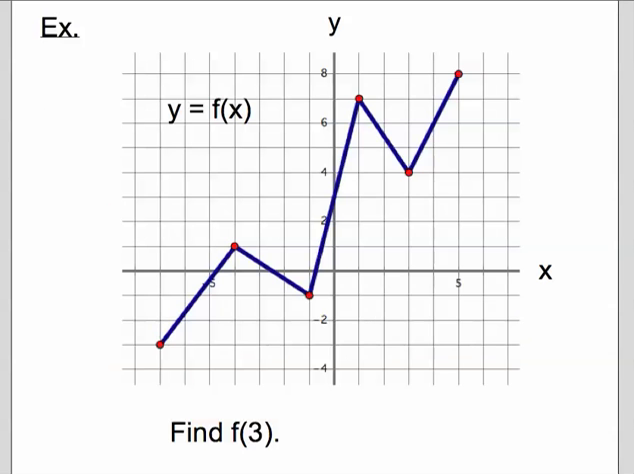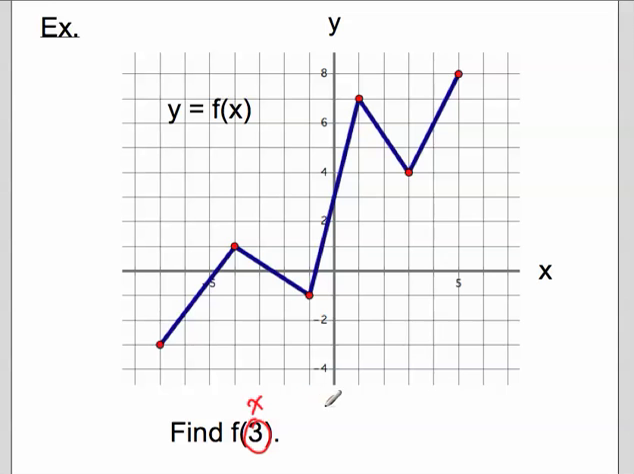So let's take a look at a graph. Here, this graph made up of these little line segments is f of x. And that's told to you here, stating that y is equal to f of x. It's telling you that this graph is representing the function f. So if it asks you to find f of 3, it's asking you to find the y value when x is 3. Remember that the input here is x.